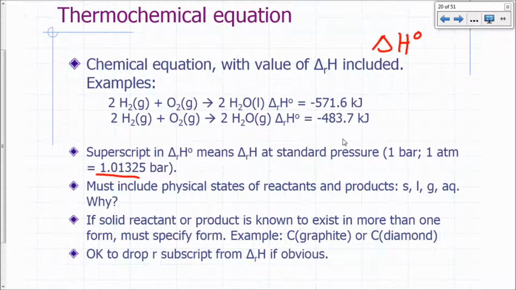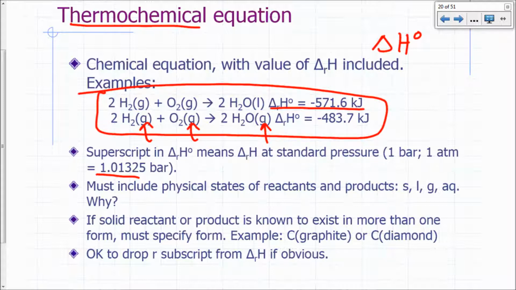Okay, so in a thermochemical equation, not only must you specify the delta H, you also specify the physical states of the reactants and products involved in the reaction. Here you have two reactions which look the same, right? H2 plus O2 gives you water. But here you have two different delta H values. Why is that? Because the first one listed has liquid water as the product, whereas the second one has gaseous water as a product. So the delta H associated with the reaction enthalpy depends on the physical states of your reactants and products. So you must include physical states of reactants and products in your thermochemical equation.